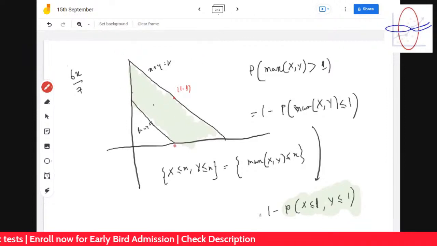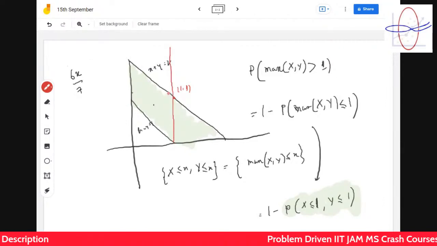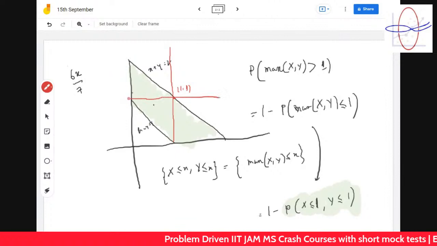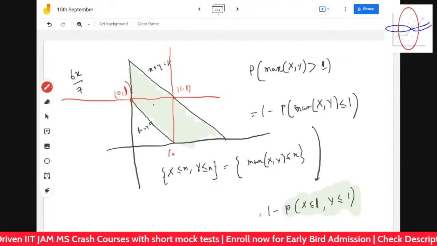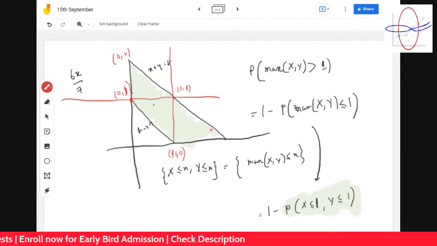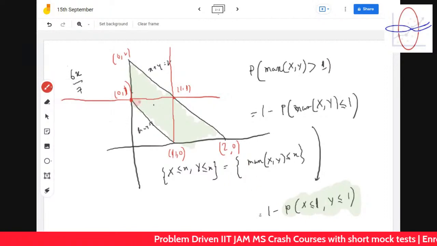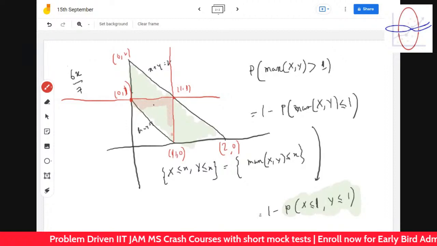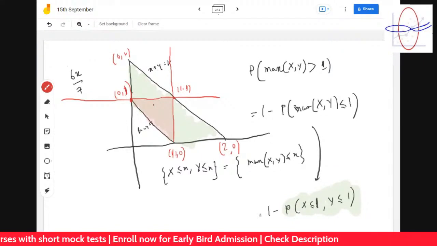Observe that the point 1 comma 1 lies over here. x less than or equal to 1 is this line, and y less than or equal to 1 is this line. You can easily find it out: this is 0 comma 1, this is 1 comma 0, this is 1 comma 1, and this is 0 comma 2, because x plus y equals 2. It needs only your basic high school coordinate geometry knowledge. So we need to find the probability that x comma y lies in this red region.